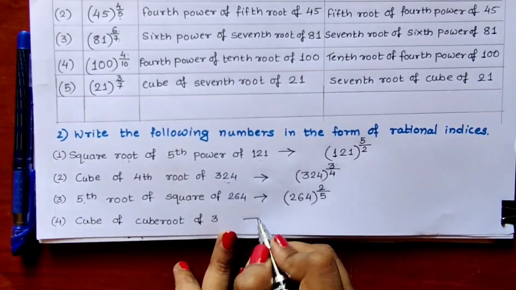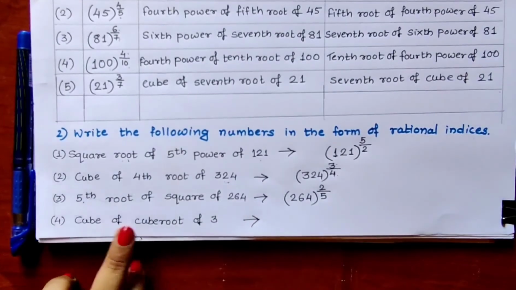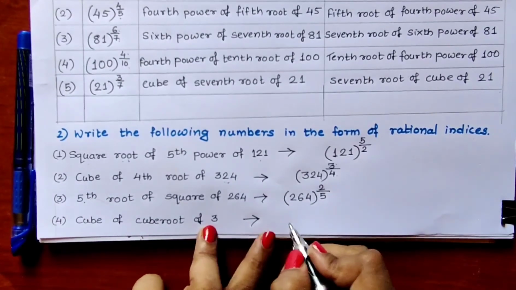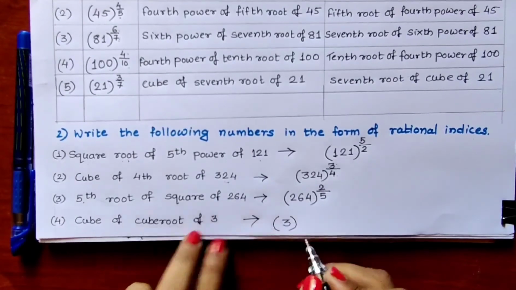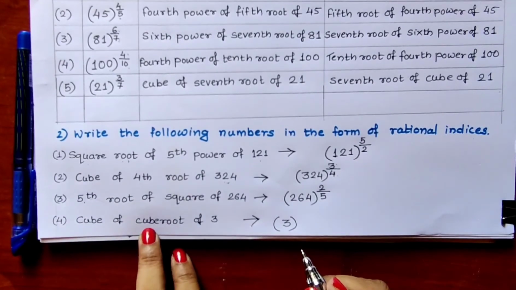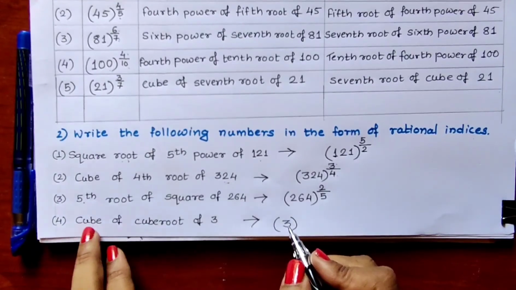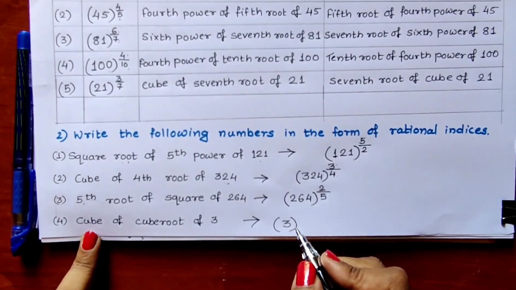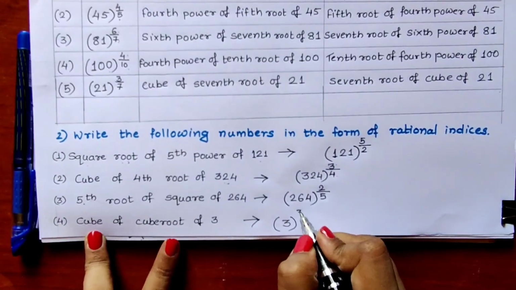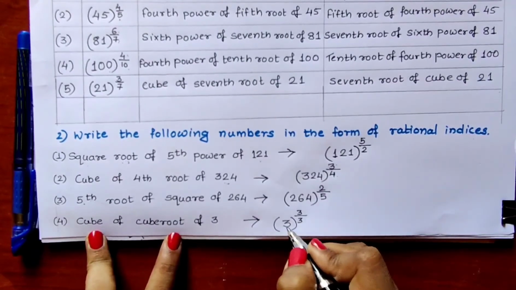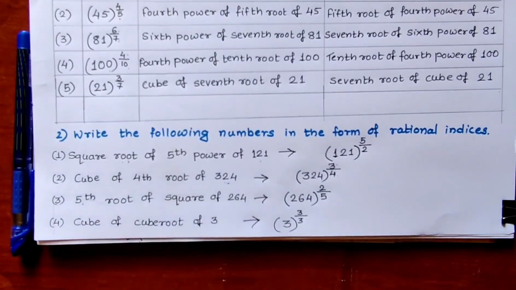Now let us see this last sum. Cube of cube root of 3. 3 is our base. Cube root. Root is cube. Cube means 3. 3 should be written in the denominator. And cube of, that means cube is the power. Power is 3. And root is also 3. So 3 raised to 3 upon 3.